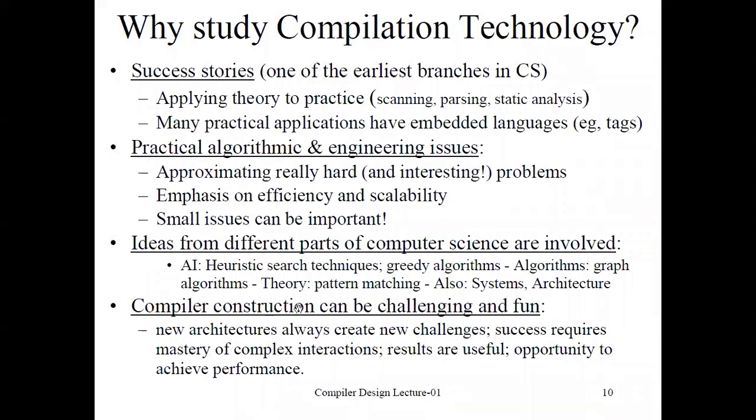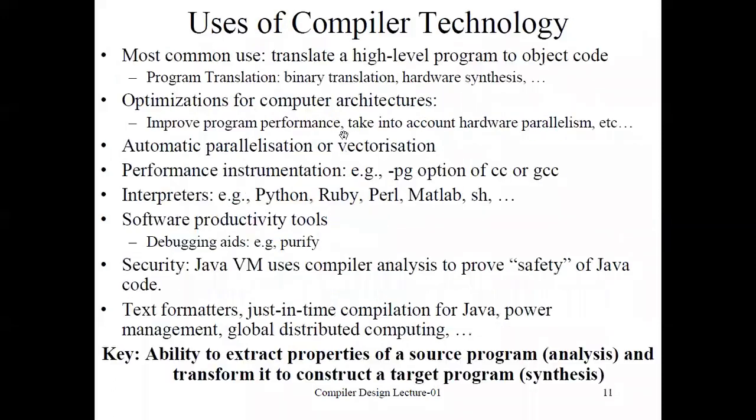Then compiler construction can be challenging and fun. New architectures always create new challenges. Success requires mastery of complex interactions. Results are useful, with an opportunity to achieve performance. So these are all the various reasons showing the importance of studying compilation technology. Then what are the uses of compiler technology? We already mentioned some applications phase-wise. Here are also some common applications. The most common use is to translate a high-level program to object code: program translation, binary translation, hardware synthesis, etc.